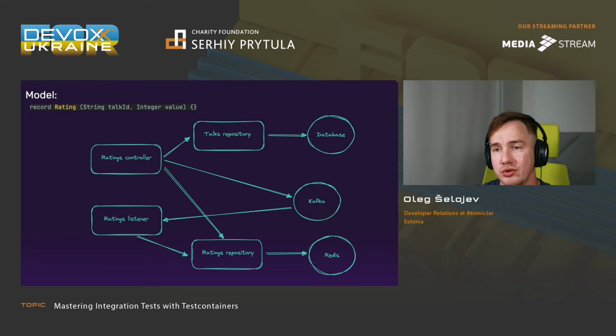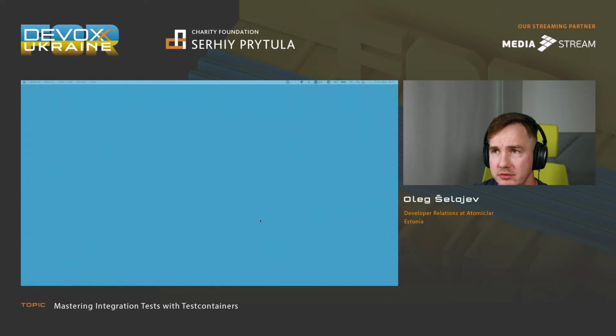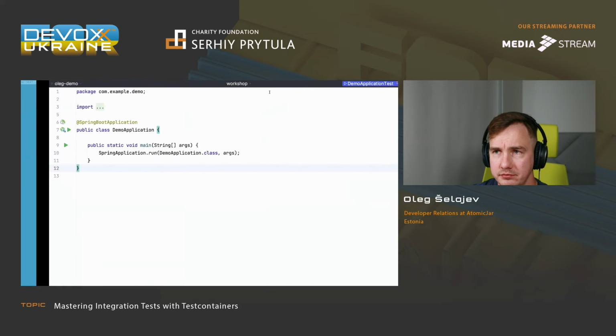And then ratings controller and ratings listener, two classes in my application, communicate using Kafka message broker. So the controller will send Kafka messages, and the listener will listen to the Kafka messages and then process them, and then store additional data in the Redis key value store. It might be a little bit of an overkill for such a simple functionality, but the good thing about this application is that it relies on a number of third-party services for being able to run. So let's see how it works.